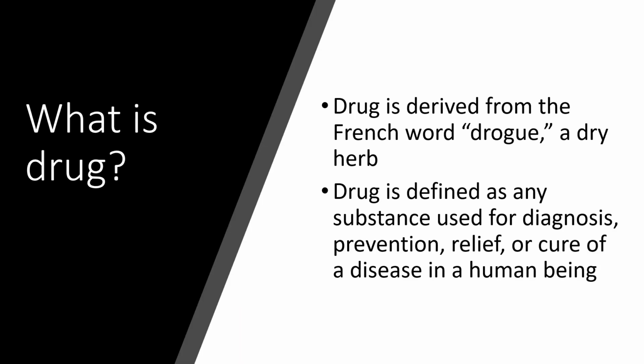What is drug? Drug is derived from a French word drogue, a dry herb. Drug is defined as any substance used for diagnosis, prevention, relief, or cure of a disease in human being.